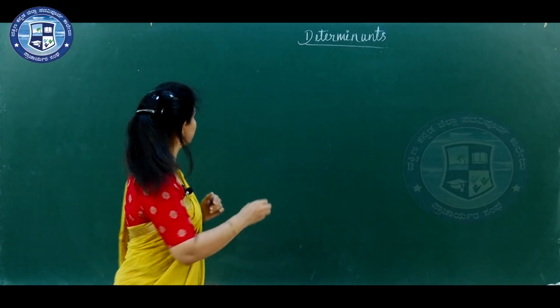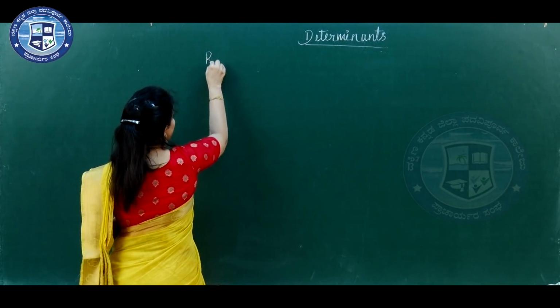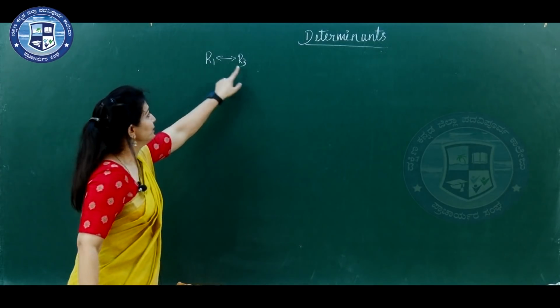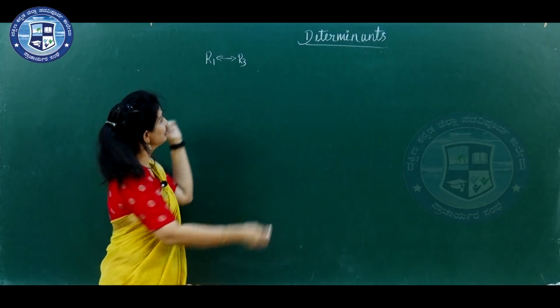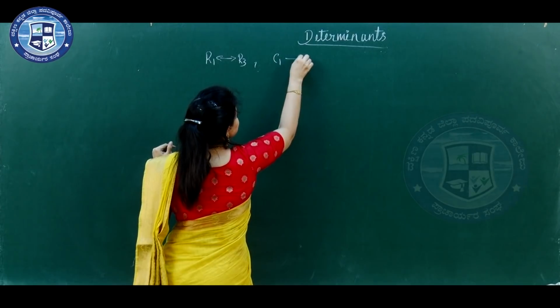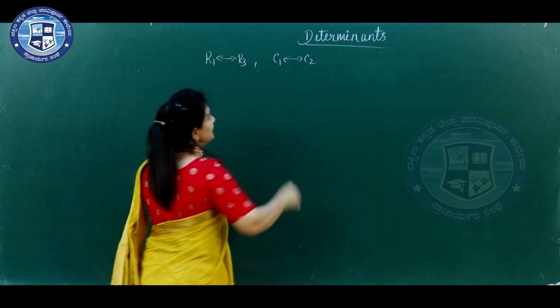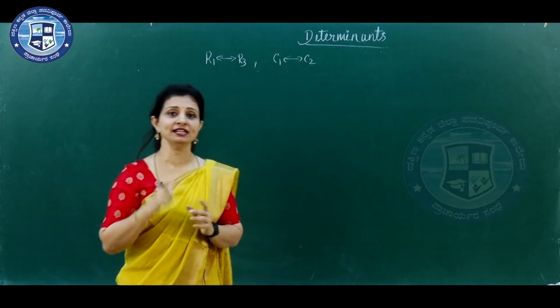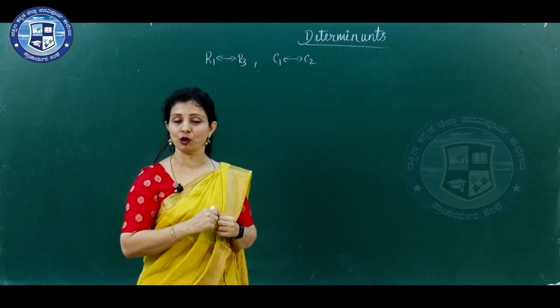If two rows are interchanged, suppose R1 is interchanged with R3, or two columns, C1 interchanged with C2, this way, if any two rows or columns are interchanged, then the sign of the determinant changes. That is a very important property.